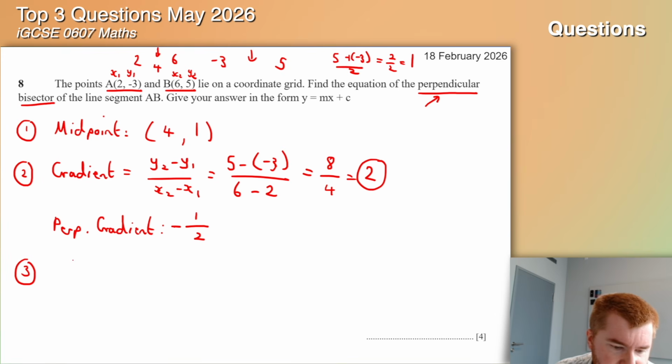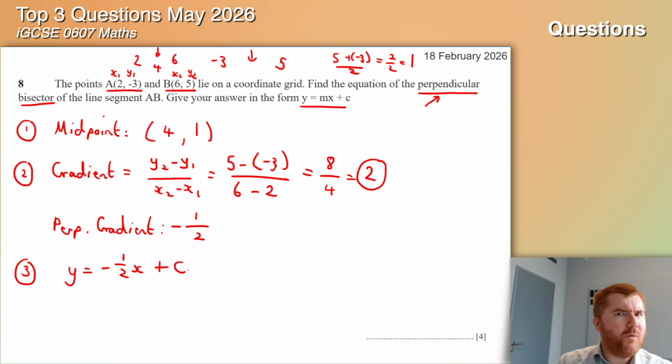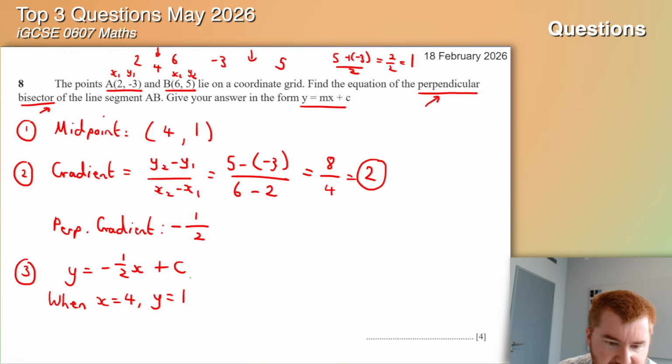That means then that the answer that we're looking for in this form has the form of y equals minus a half x plus c. Now you're probably wondering from step 1, why did we find the midpoint in the first place? Why is that important? Because it's a bisector and we can actually substitute in x and y from our midpoint. So when x is 4, y is 1, that comes from step 1 here. Wherever we see a y, we put a 1. Wherever we see an x, we put a 4.